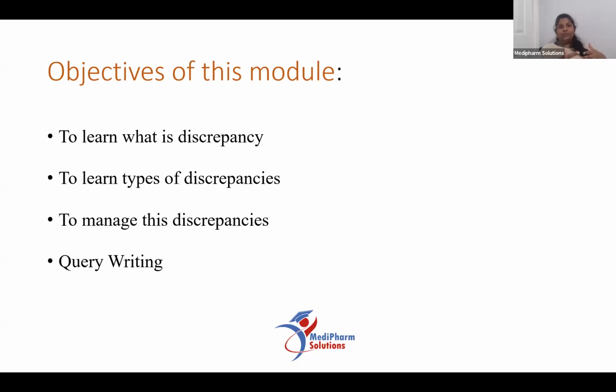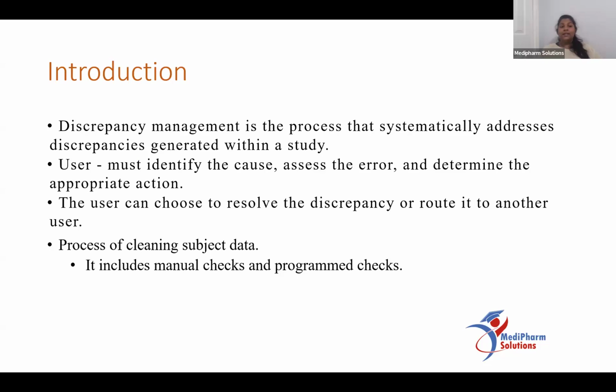and communicate as well. So we will see all these today. So as I said, discrepancy management is the process that systematically addresses discrepancies generated within the study. Okay, so the user must identify the cause, assess the error, and determine the appropriate action. And the user can choose to resolve the discrepancy or route it to another user.